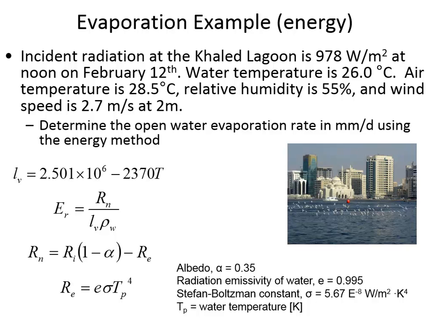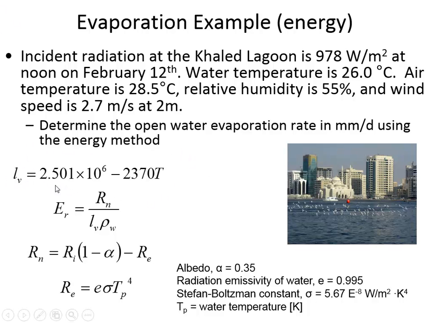In this example, although we know some information that's characterizing wind speed, we're just going to be focusing on the energy side of this problem, of taking a look at how quickly energy is delivered to the water. So we've got an equation for the latent heat of vaporization. It's how much energy is required to vaporize water as a function of temperature.